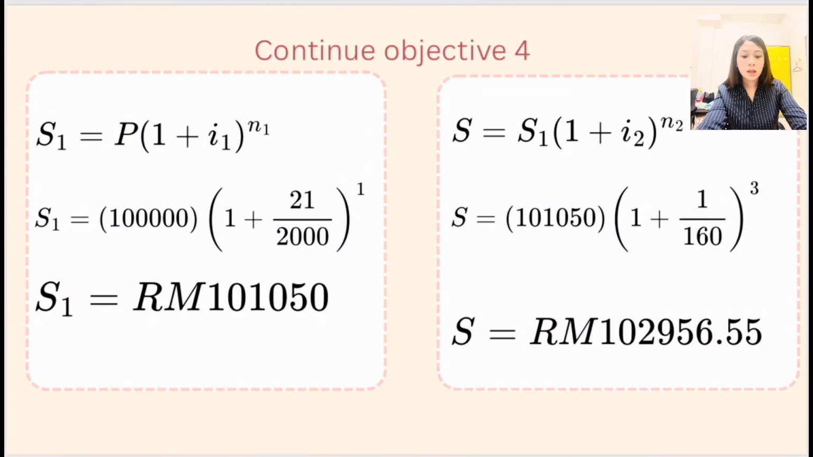Step 2, apply the new interest rate to this amount. We use the formula S equals S1 multiplied by open bracket 1 plus I2 close bracket to the power of N2. Substitute the values. S equals 101,050 ringgit multiplied by open bracket 1 plus 1 over 160 close bracket to the power of 6. After calculation, the final accumulated amount is 102,956 ringgit and 55 cents.